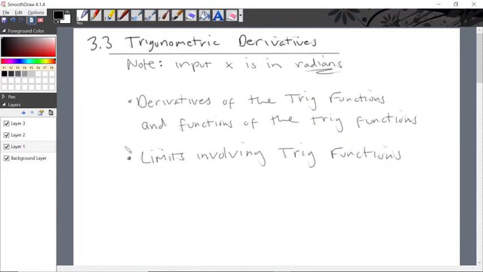Hello and welcome. For section 3.3, we'll be discussing the derivatives of the trigonometric functions, as well as derivatives and applications of derivatives for functions that include the trigonometric functions. We'll also be taking a look at some limits which involve the trigonometric functions, most specifically indeterminate forms of limits, which involve trigonometric functions and how to evaluate them by a variety of techniques.